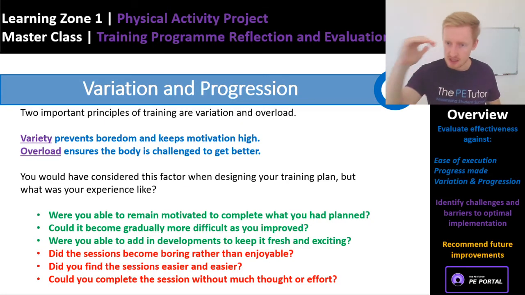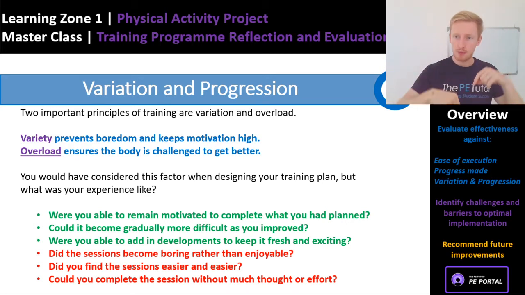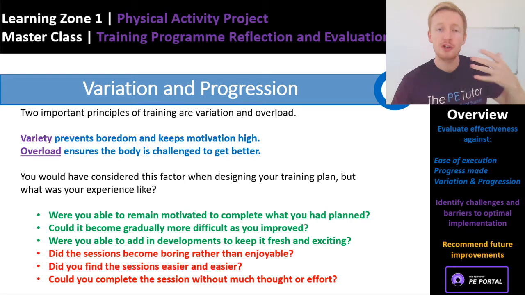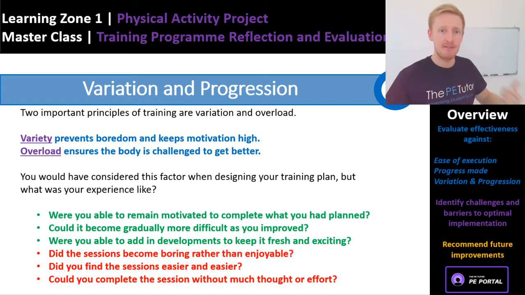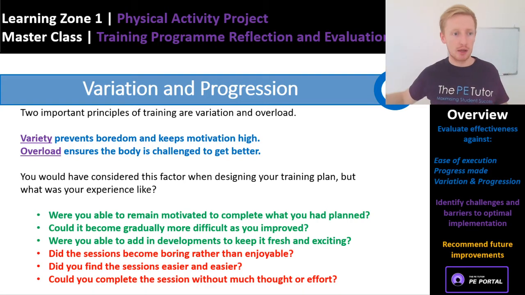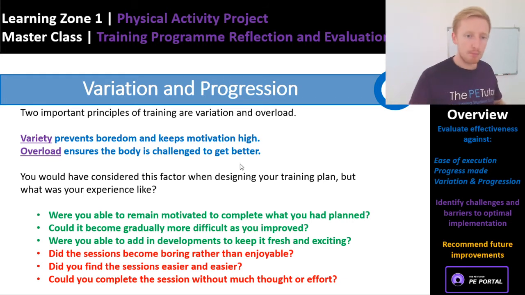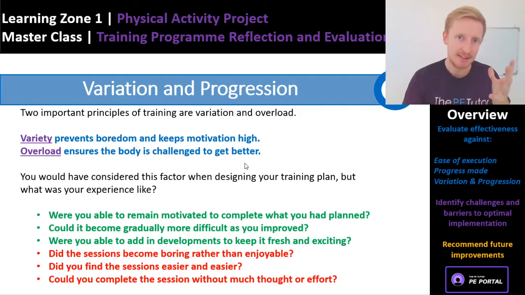Lastly then, so we've got ease of execution, progress made, third part looking at the overview just there, variation and progression. So what opportunity was there for you to keep it varied, to keep it challenging? Because in purple and blue here, we've got those principles of training. Variety, it prevents boredom, it keeps motivation high. Overload, it ensures the body is challenged to get better. So it's so important that our training program met these two principles. Did it? Now it's time for you to reflect.